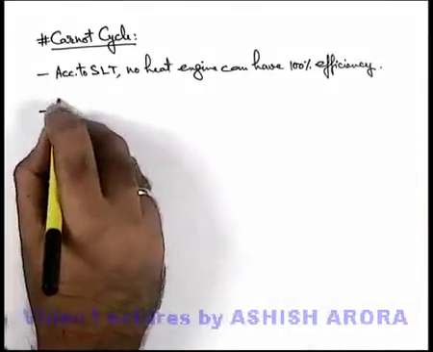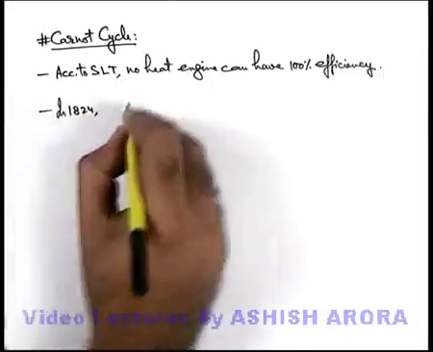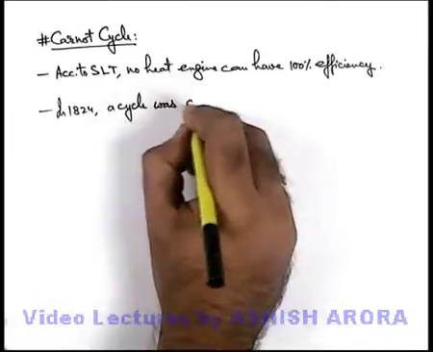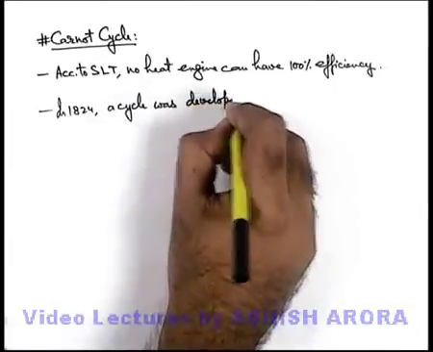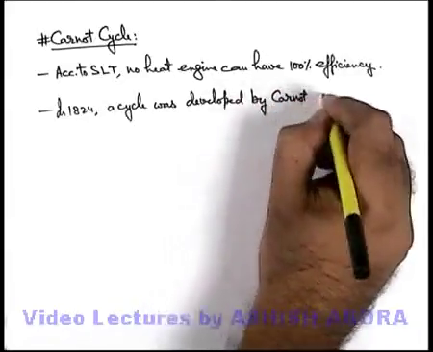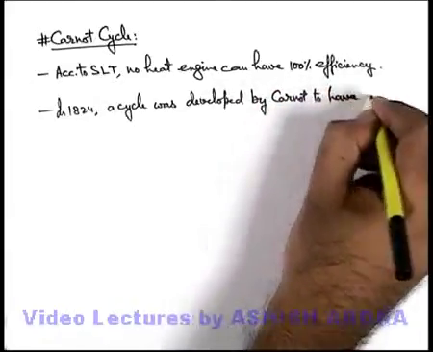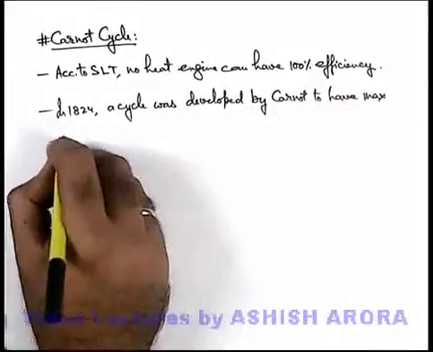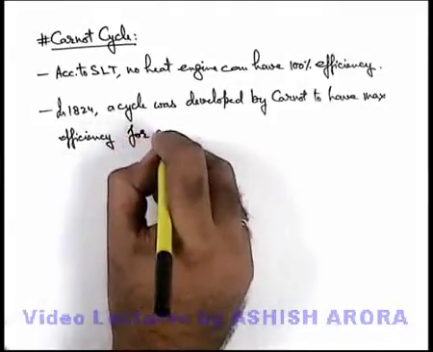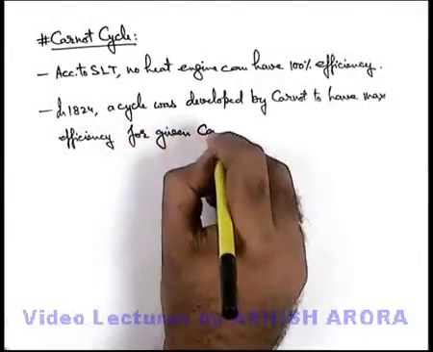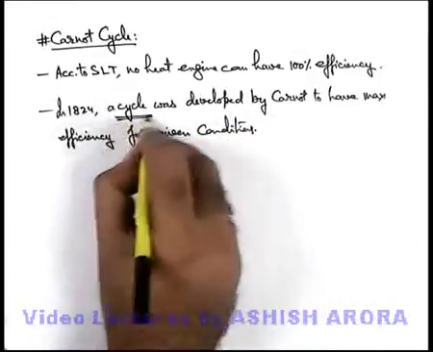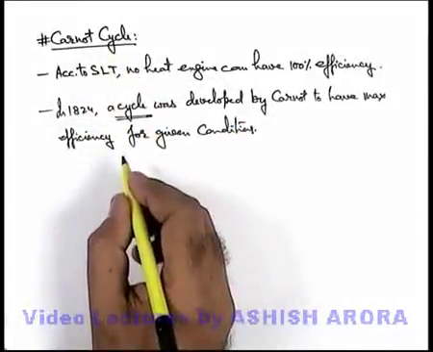Based on this, in 1824, a cycle was invented or developed by Carnot to have maximum efficiency for given conditions. This particular cycle was named as Carnot cycle.